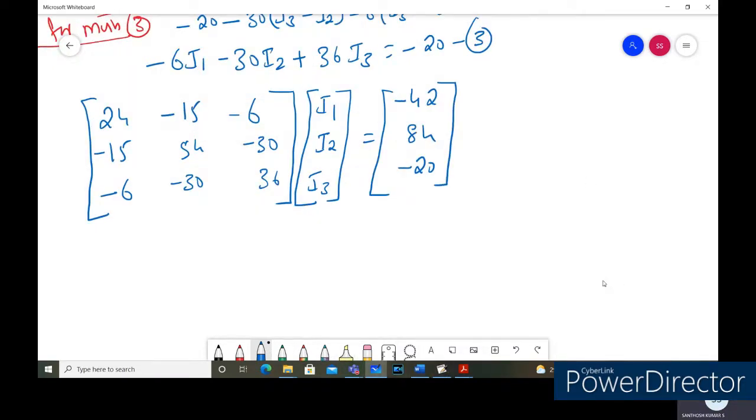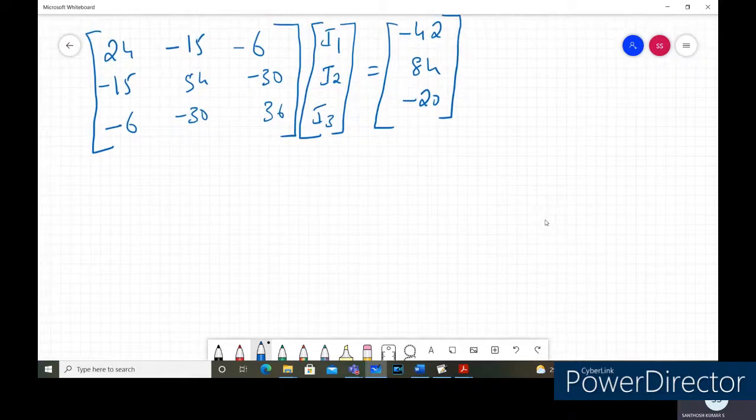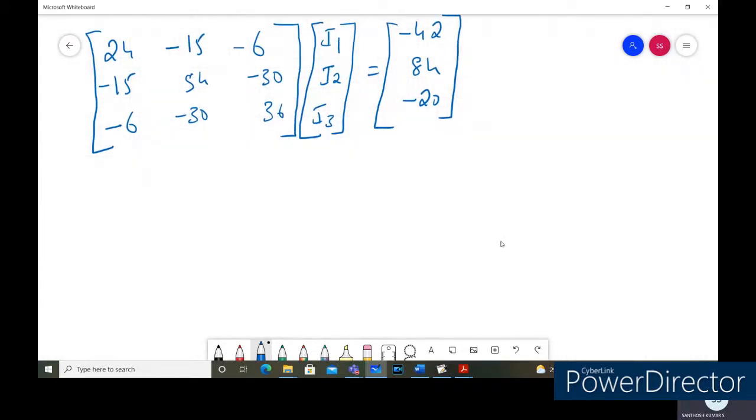Now in order to find the values of I1, I2, and I3, we'll go for Cramer's rule. Let us take the calculator and evaluate this. In the calculator, we go for the mode, select solving the equations, and take the number of unknowns as 3. Let us substitute in the calculator.